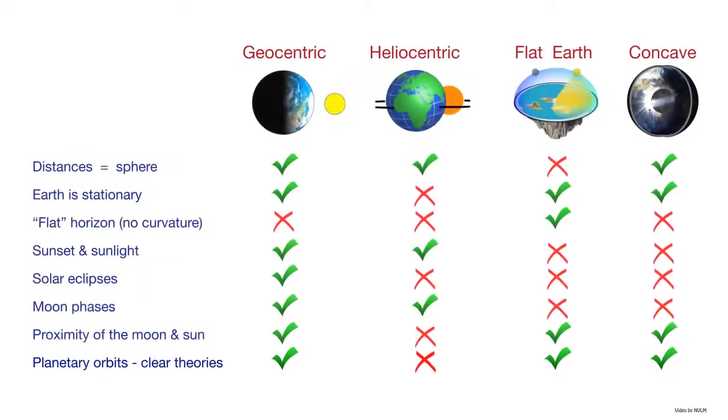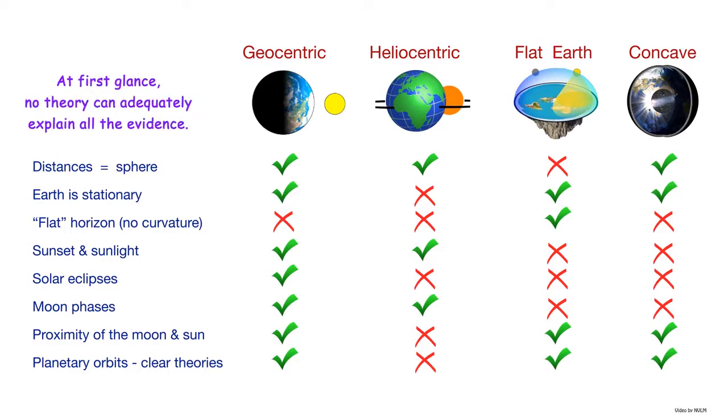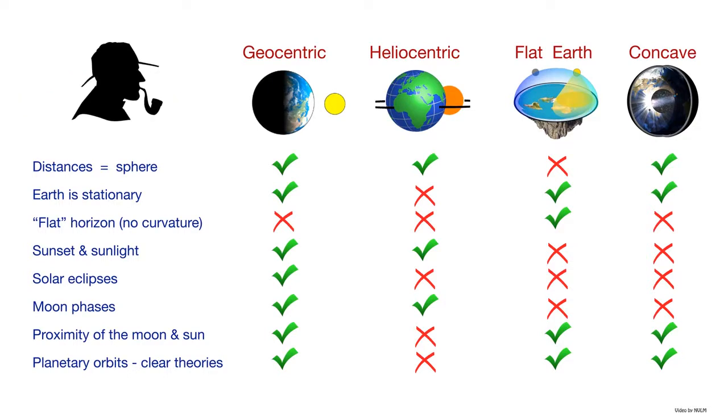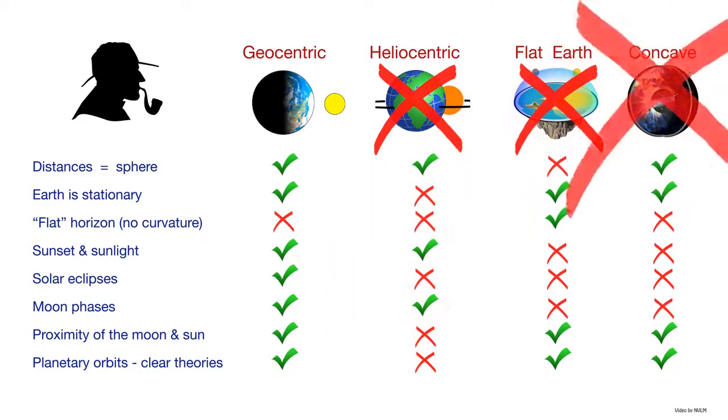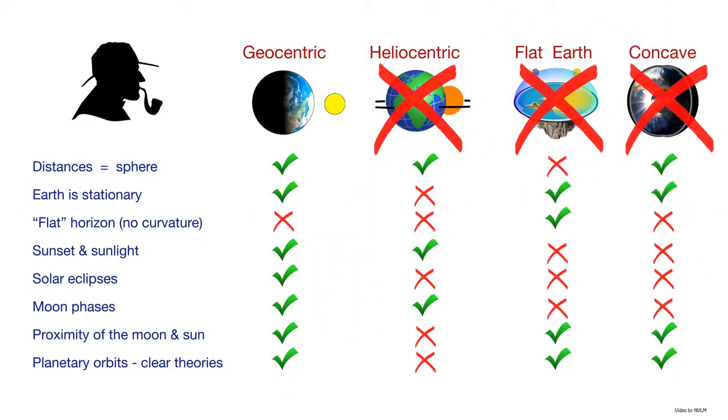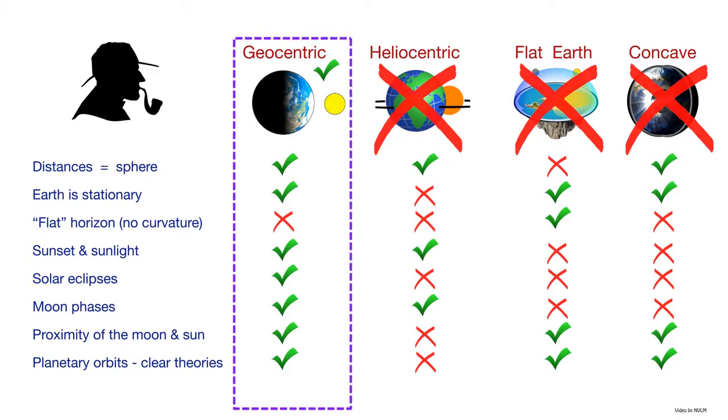In summary, at first glance, no theory can adequately explain all the evidence. However, once you eliminate the heliocentric, flat Earth and concave models as impossible, then only the geocentric model remains. So, logically, must be the truth.